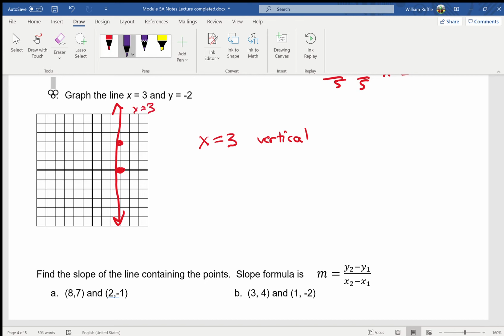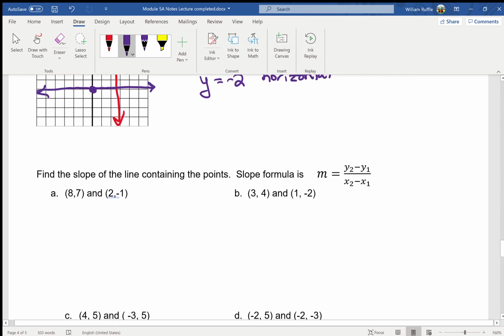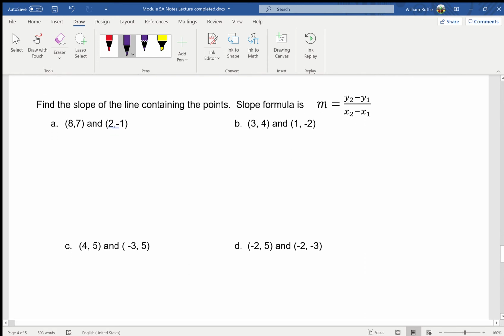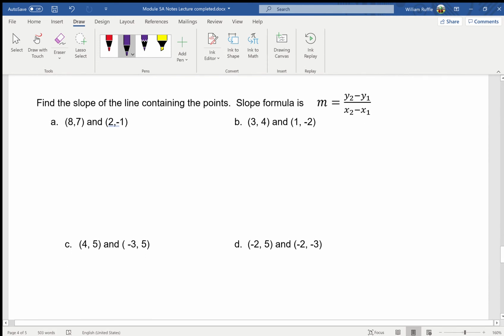I'm going to do this in another color here. So y equals negative 2. This is a horizontal line. So I go to where y equals negative 2, which is right there. And then I just draw a horizontal line. Does not matter what other points I pick. They're all good. And you got to remember that. That's pretty simple.